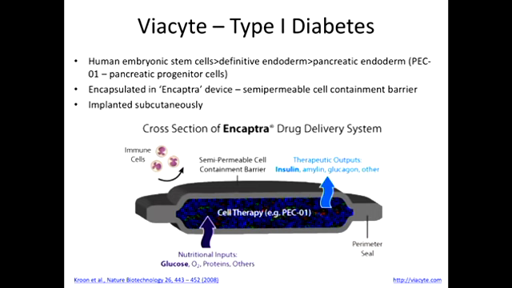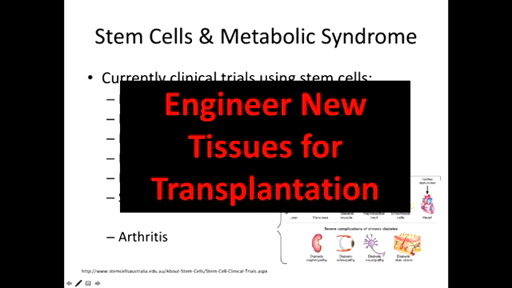You might be thinking that it would be recognised as a foreign object, and that your cells would recognise the allogeneic embryonic stem cells. Well, that's why they're kept within this device, so the immune cells can't permeate the membrane and therefore destroy these islet cells. It's a really exciting development. So obviously another option is to engineer new tissues for transplantation.